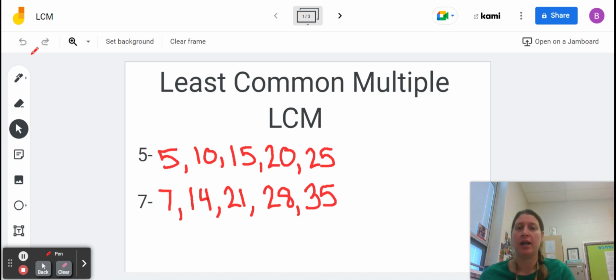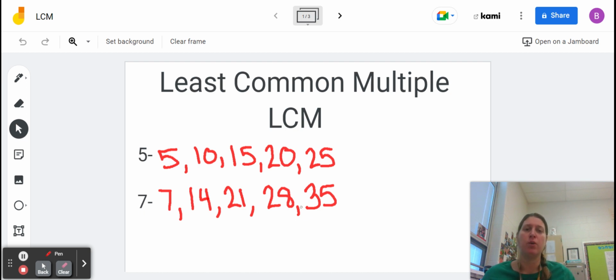So now I am going to be looking for the least common multiple. I'm going to start and see if they have anything in common. 5, is there one on the bottom? No. 10, no. 15, not there. 20, not there. 25, not there. So does that mean that there's no common multiple? Of course not. There's always going to be a common multiple.